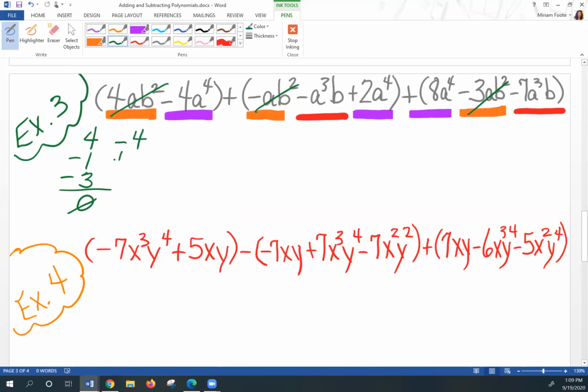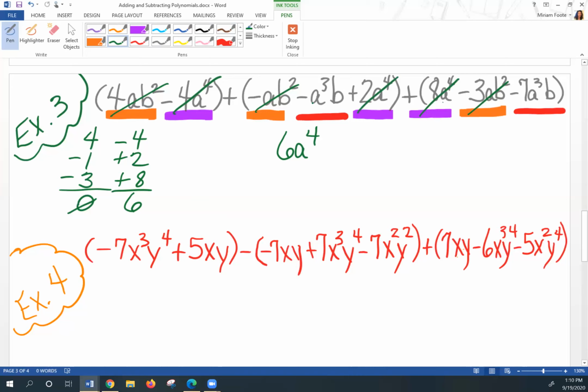I'm going to go to the purple one, and that's the negative 4, positive 2, positive 8. Negative 4 plus 2 is negative 2. Negative 2 plus 8 is a positive 6. So I do know that this is going to be one of my answers, so I'm going to go ahead and write that, 6, and then I take on the variable and the exponent, a to the fourth. And since I have taken care of all of the purple, I'm going to go ahead and scratch that out.